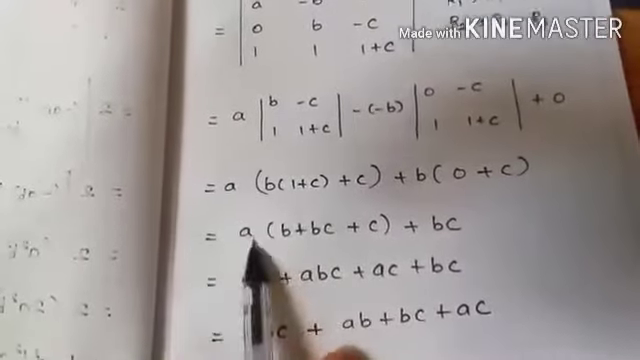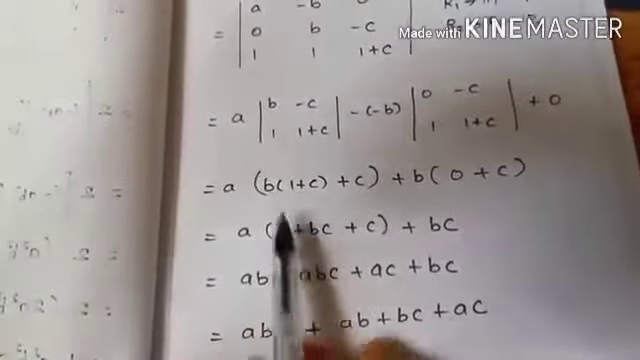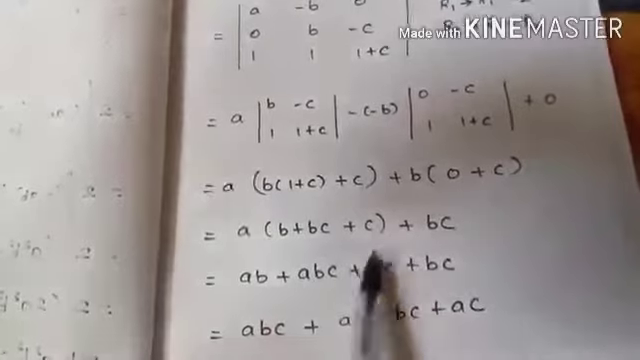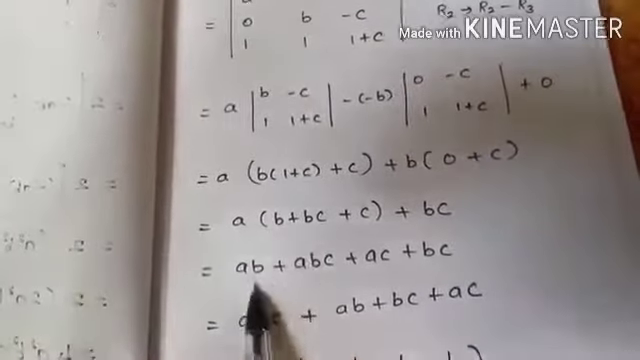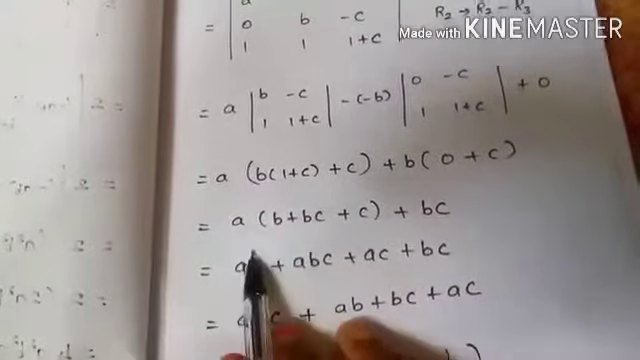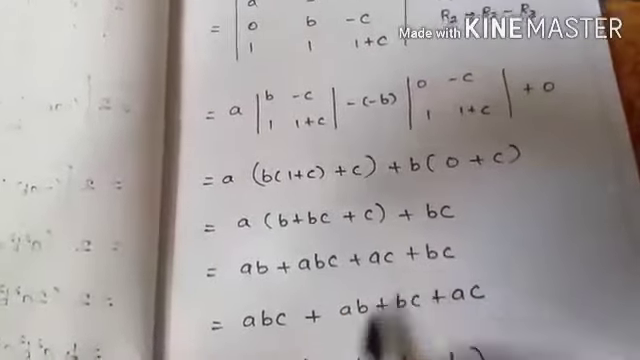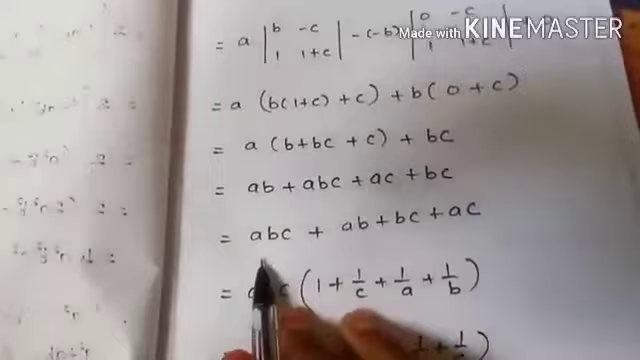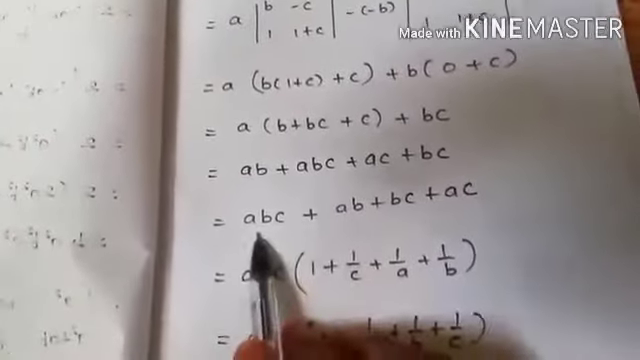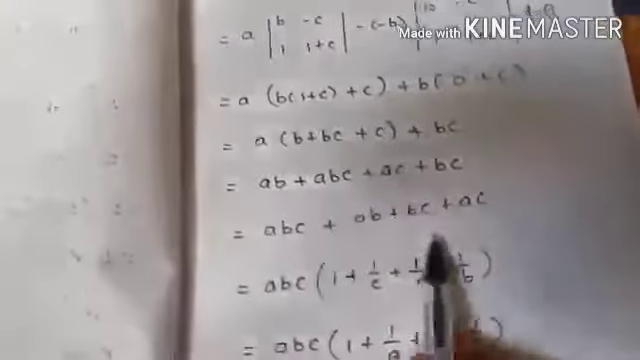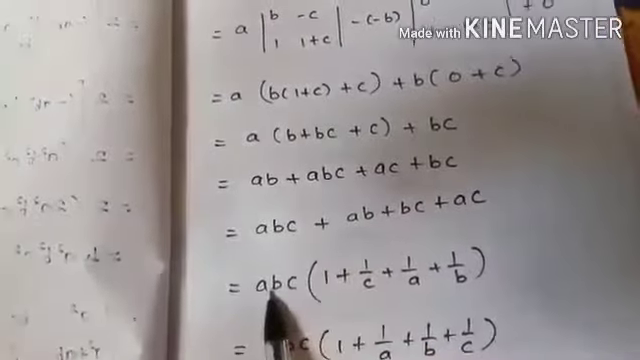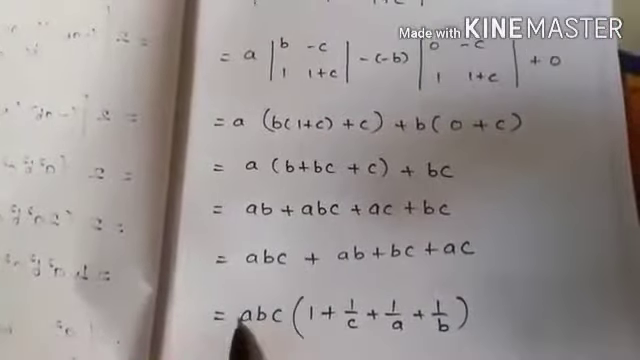So which is equal to A into B into 1 is B plus B into C, BC, plus C plus B into C, BC. So that is A into B, AB, plus ABC plus AC plus BC. That is, we rearrange the terms: ABC plus AB plus BC plus AC. So we are taking ABC as the common element.